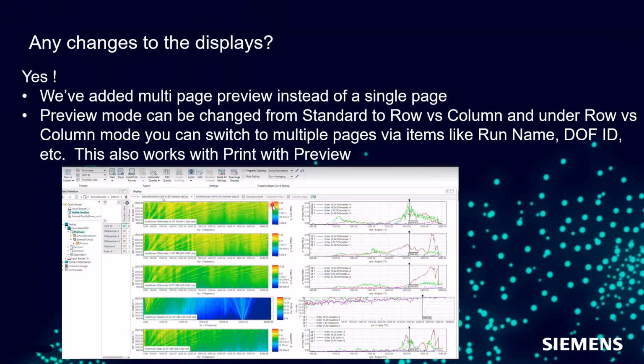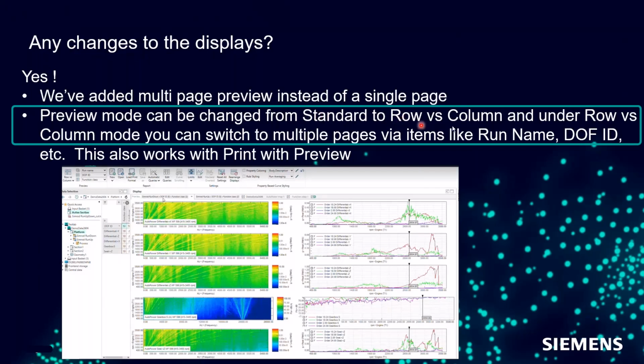So now when we switch from standard view to row versus column view, we can add a mode that will show multiple pages. We can have the multiple pages via different items, such as run name or DOF ID. If I did it versus run name, I would have one page for all 5 of these color maps on different pages for each of the runs. If I separated by DOF ID, I would have one page for my first DOF ID and all of the runs, and then another page for the second DOF ID for all of the runs. There are different ways you can sort that. Here I'm showing run name and DOF ID, but it can be any attribute you have available to you.